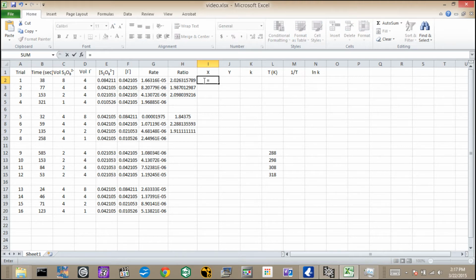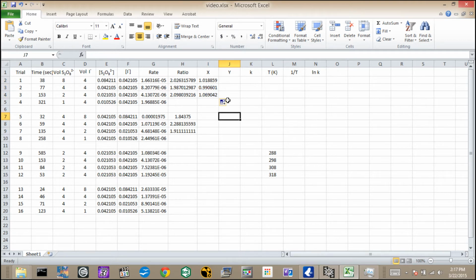So again, equal sign for a formula. What I'm going to say is that is the natural log of H2, and I'm going to divide that by the natural log of 2, all the way down. And that should give me X. So in this case now I have 1.01, or 1.02 if I round it off, 1.07. We can safely say X is 1.